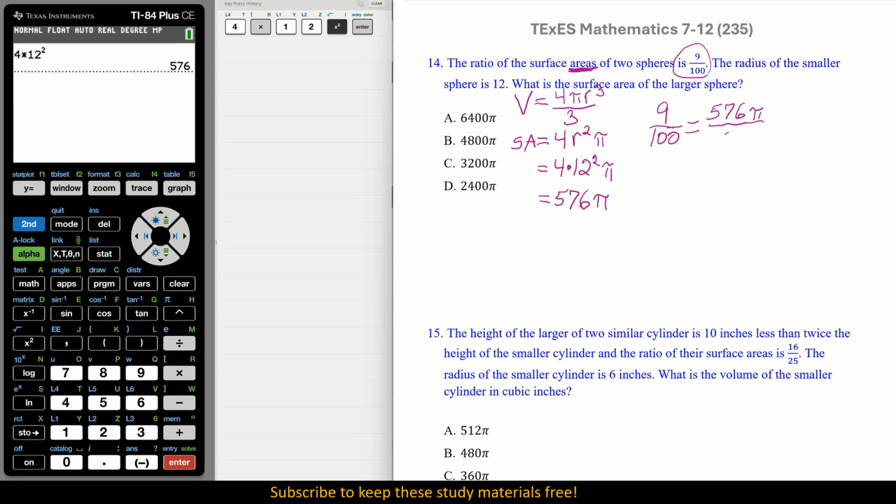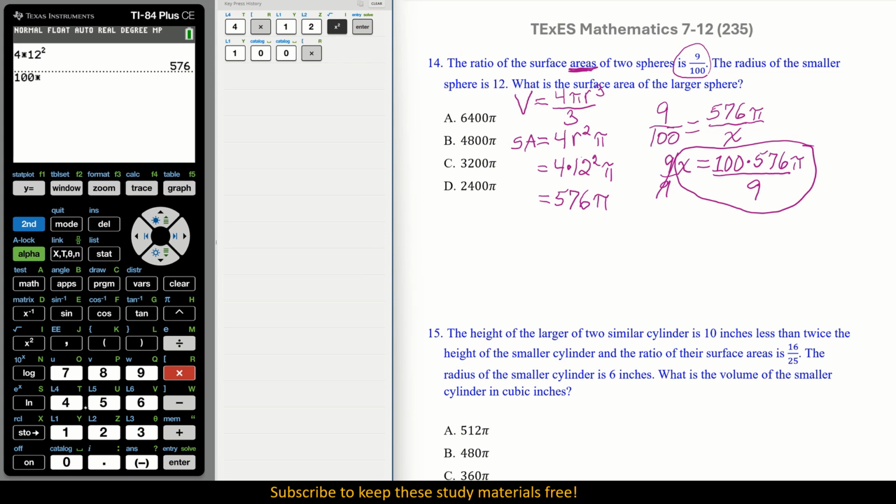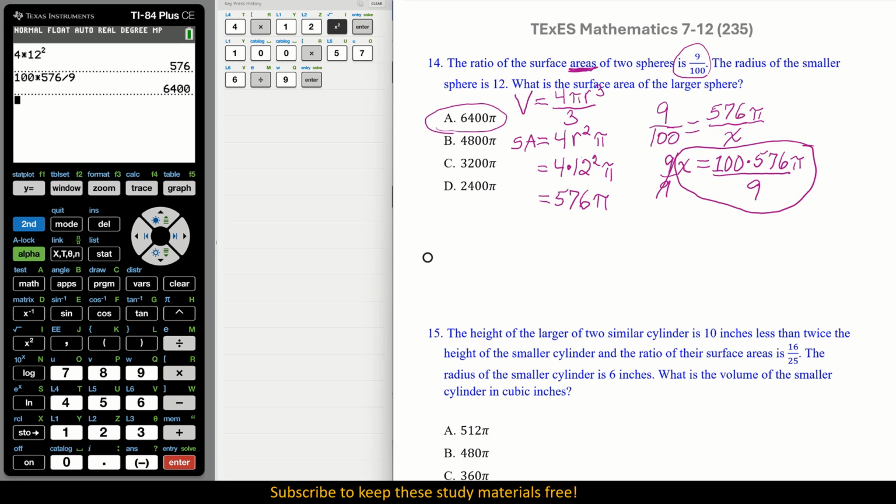576 pi. And we'll just call the larger area x, okay? So now we have 9x equals the 100 times the 576 pi, divide both sides by the 9, and then this is what we put in the calculator, okay? So let's do that. So I have 100 times 576, divide that by 9, and that's correct. So we'll push enter. And that's our value that we need, which just so happens to be option A.